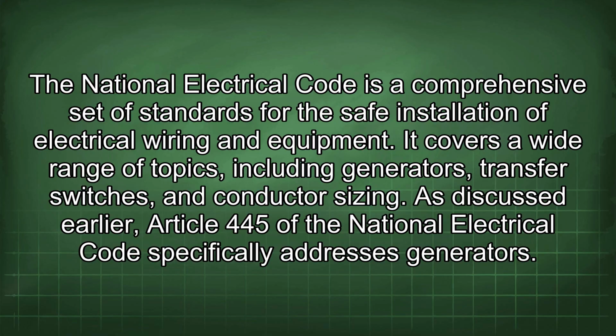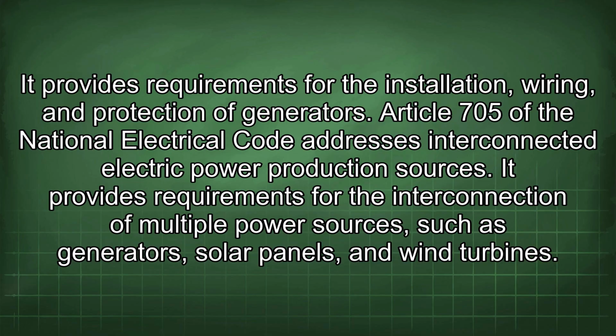As discussed earlier, Article 445 of the National Electrical Code specifically addresses generators. It provides requirements for the installation, wiring, and protection of generators. Article 705 of the National Electrical Code addresses interconnected electric power production sources. It provides requirements for the interconnection of multiple power sources, such as generators, solar panels, and wind turbines.